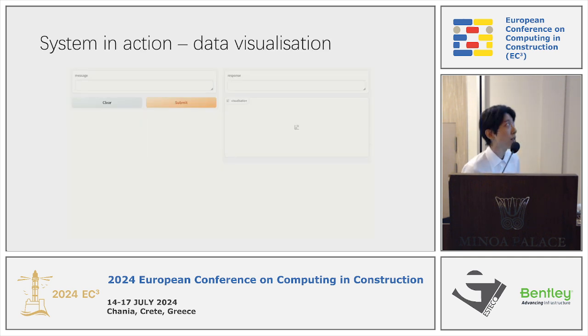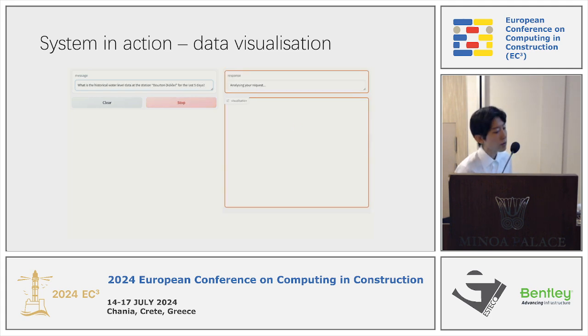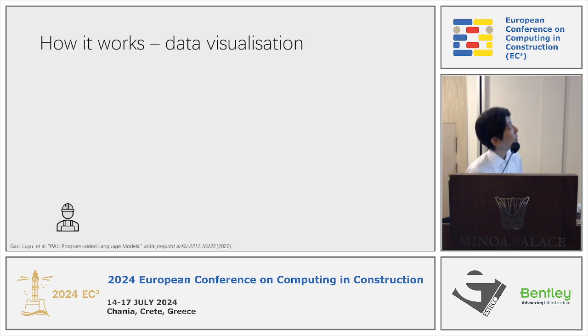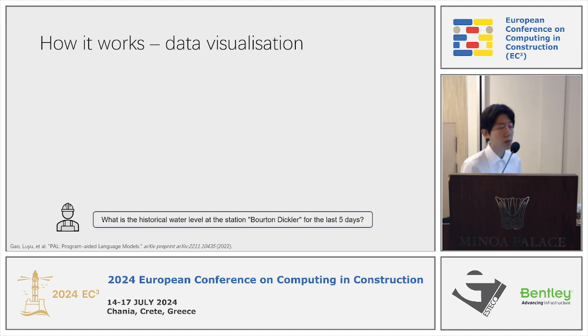Here we can see the system in action for the first task category. The user is asking about the historical data in a specific sensor, and you can see that the system is able to recognize the user's intent, retrieve the relevant data and visualize it as a chart. We're going to have a look at how it works in the background. It all starts with the user submitting a query in natural language.